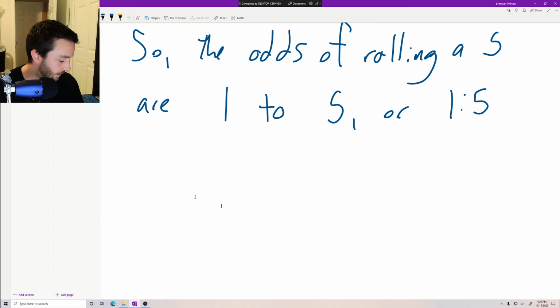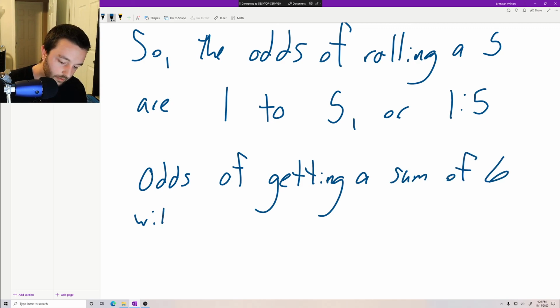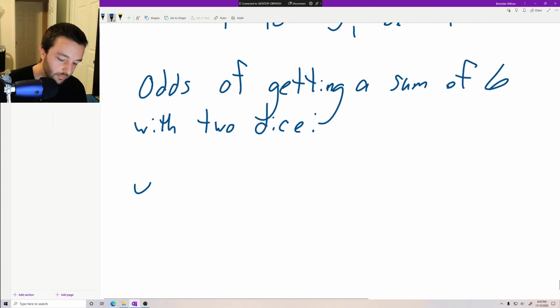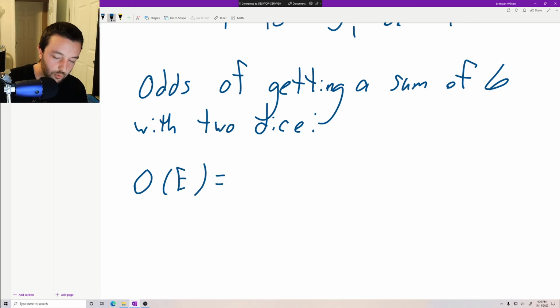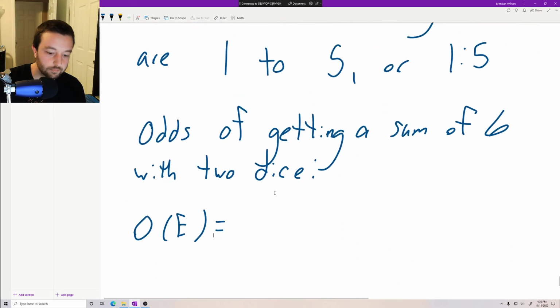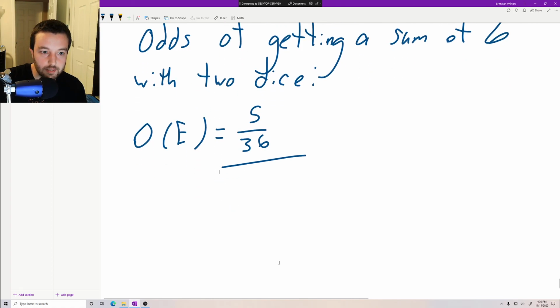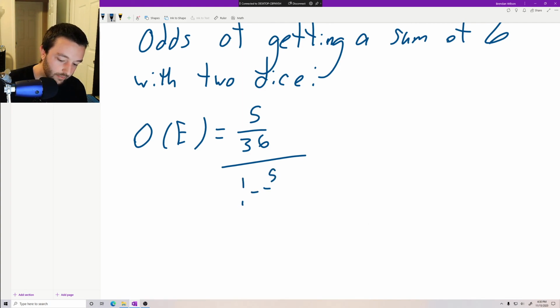Let's say, what are the odds of getting a sum of 6 with 2 dice? So that probability distribution table we just used, and we'll call the event E again. So what's the probability of getting a 6? We already found it's 5 over 36, right? What's the probability of not getting a 6? It's going to be 1 minus this, right? So 1 minus 5 over 36 we can write.